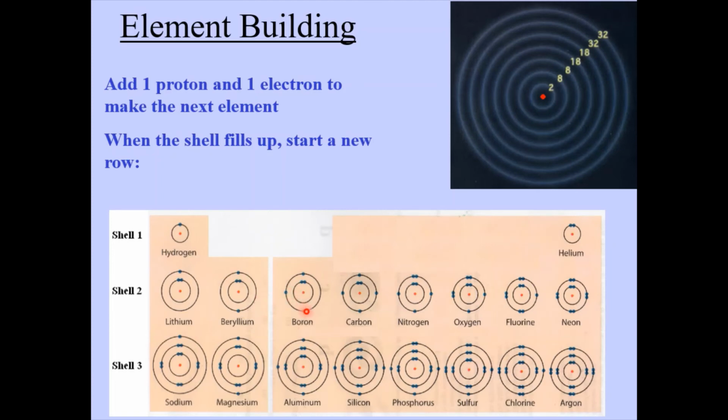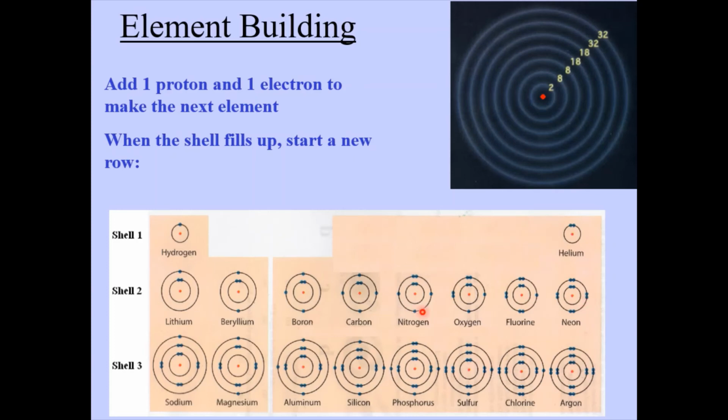Boron, we add another electron. Carbon, add another electron. Now notice when we add electrons, there's still room in shell 2 because shell 2 can hold 8 different electrons. So when we get to nitrogen, oxygen, fluorine, and finally neon, neon has 10 electrons. The first 2 go right here in the inner shell. The next 8 are going to all fit in the second shell here, and we've now filled up that shell because we've got 8 electrons in the second shell. Therefore, we're at the end of this row of the table.